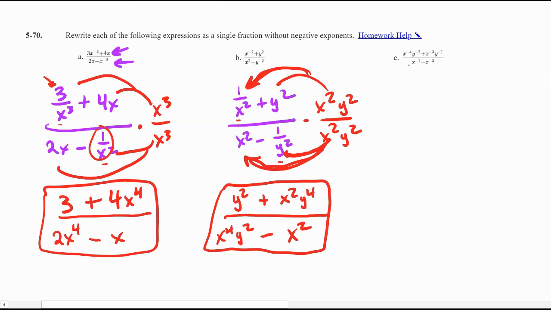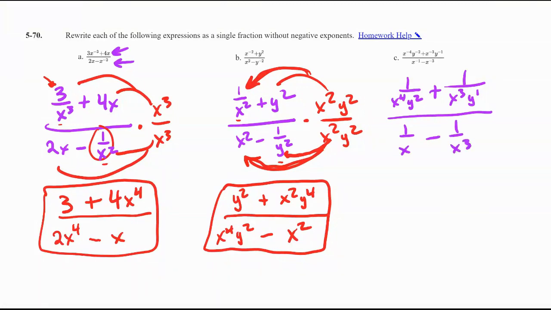And for the last one here, we got x to the power of negative 4, y to the power of negative 2, plus x to the power of 3, y to the power of 1. Since they're negative, I'm putting them in the denominator, 1 over x minus 1 over x cubed. Now I've got to multiply the top and the bottom. What's the greatest x value? So x to the power of 4, and then y squared is the greatest y value. And I'm going to distribute that to all of them.